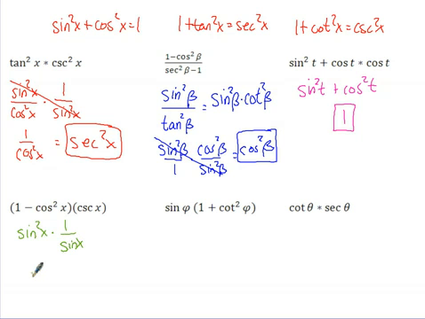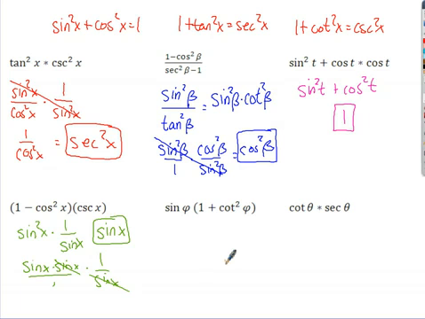Alright, and if I have two sines in the top, sine squared x means I have sine times sine over 1 times 1 over sine. This sine will cancel out with one of the other ones, and we're left with just sine x times 1. So this reduces to just sine x.